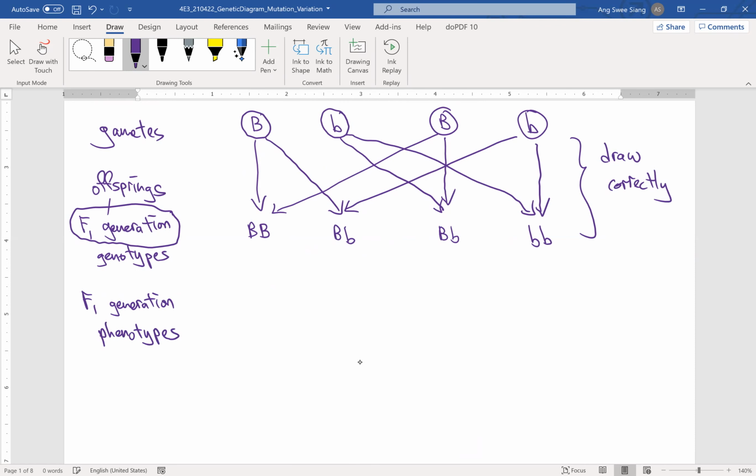Phenotype is the expressed physical characteristic. So if the offspring is homozygous dominant, the offspring will have brown iris. Then if the offspring is heterozygous, it will also have brown iris because the brown allele is dominant. Then the last one is blue iris.